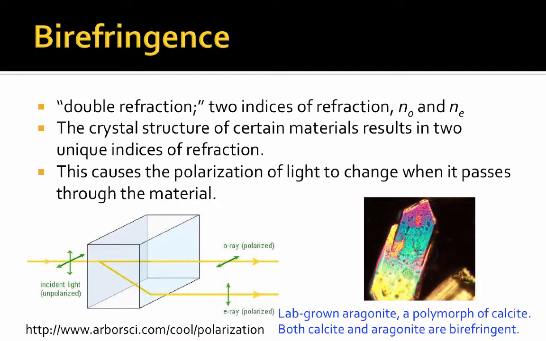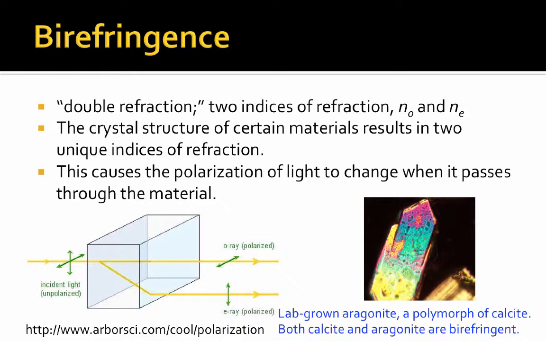Okay, so one thing that is really fun about polarization is birefringence. Birefringence means double refraction, meaning that a material has two indices of refraction, an ordinary and an extraordinary. This happens because of particular crystal structures that result in two unique indices of refraction. And what this does is it causes the polarization of light to change when it passes through that material.